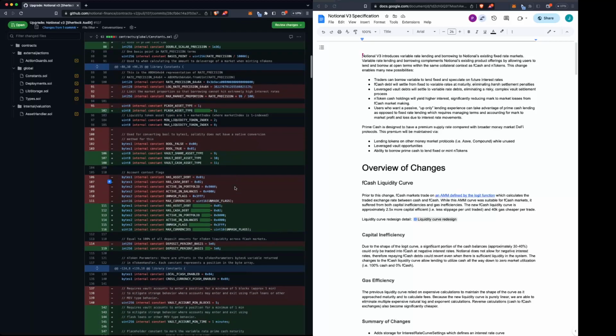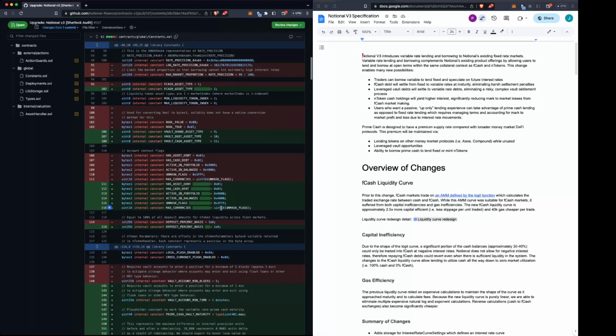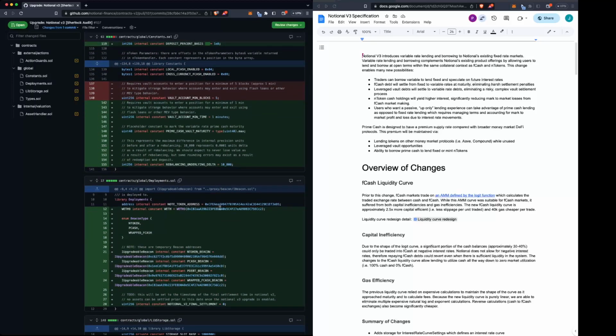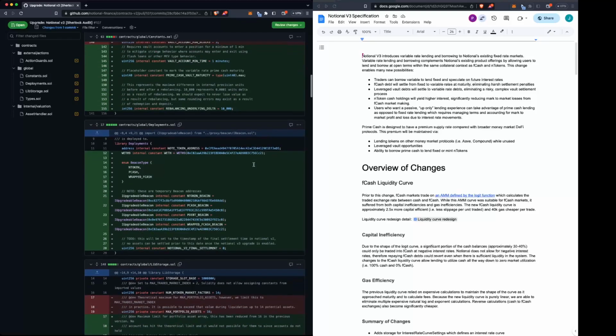Other than that, there are some changes in here, but I think they're better reviewed in the code where they're actually used.